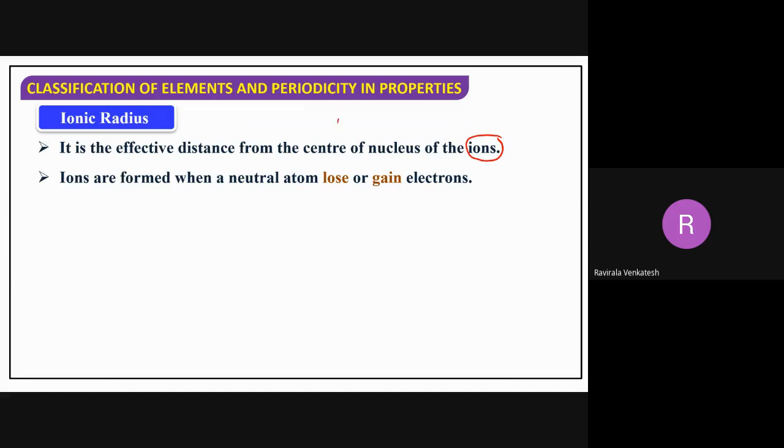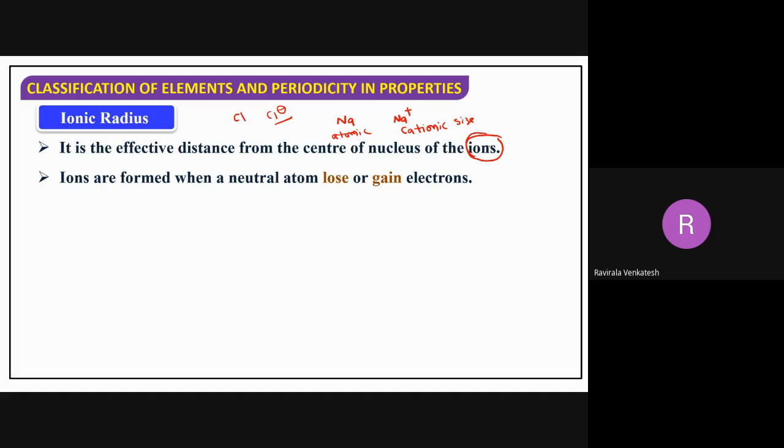For example, I will write sodium. It is an atom. If I write Na+, this will be the ion, a cation. So for this one we call cationic size. For this one, what do we call? Atomic size. Similarly for chlorine, atomic size. Cl-, anionic size.